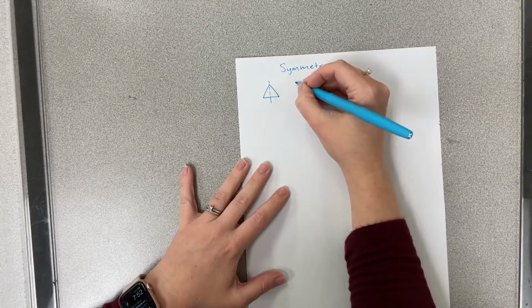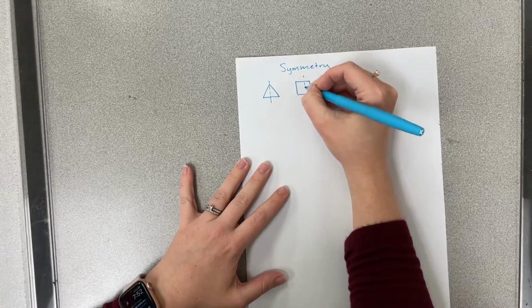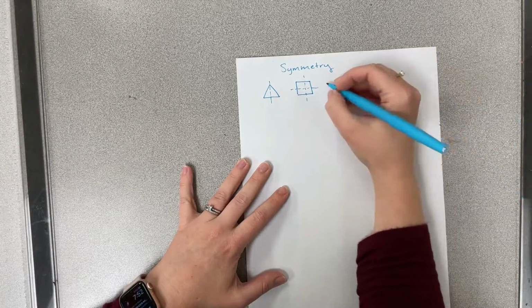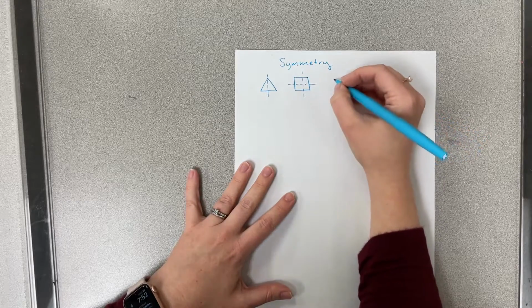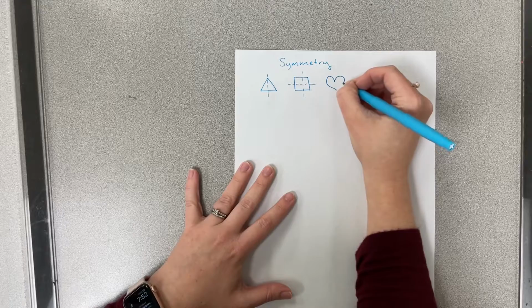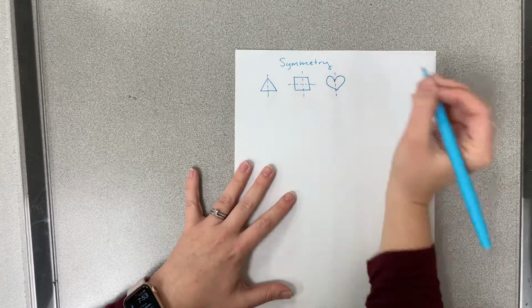Lots of shapes have symmetry. A square is also symmetrical. A square is symmetrical both up and down and side to side. Can you think of another shape that has symmetry? I think I can. I think a heart is also a symmetrical shape. If I divide it in half, this side is the same as this side.